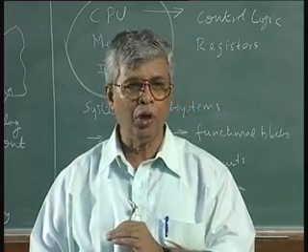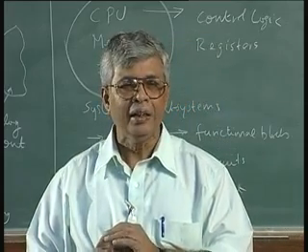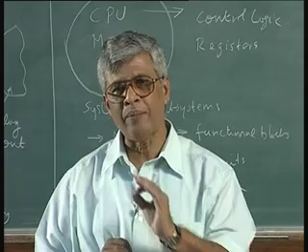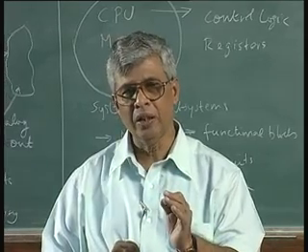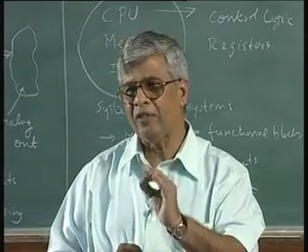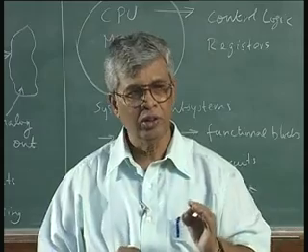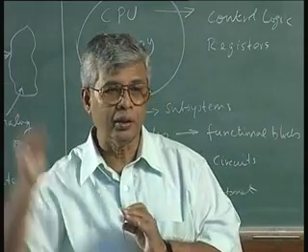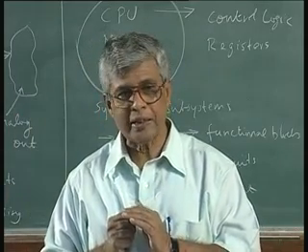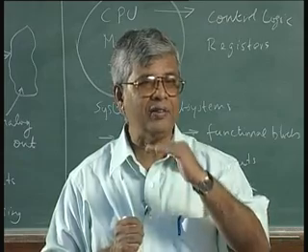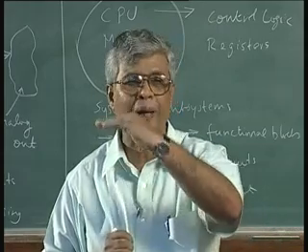Now, we said that in an analog system, any variable of the system can take any value from 0 to 5 continuously. In a digital system, I said there are only certain discrete levels between 0 and 5 which are allowed to be taken by the parameters.